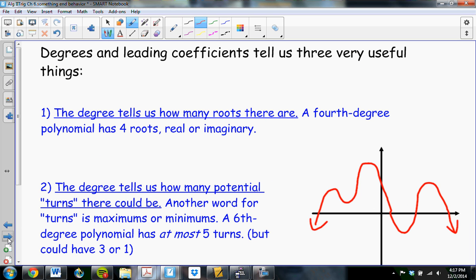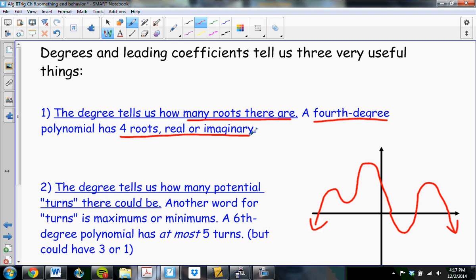Okay. I can tell a bunch of things about polynomials from their degree and from their leading coefficient. The degree tells us how many roots there are, meaning how many x-intercepts there are, or how many imaginary roots there are. A 4th degree polynomial will have 4 roots. It could be 4 real, it could be 2 real, or there could be no real and all imaginary. But no matter what, there's 4 roots.